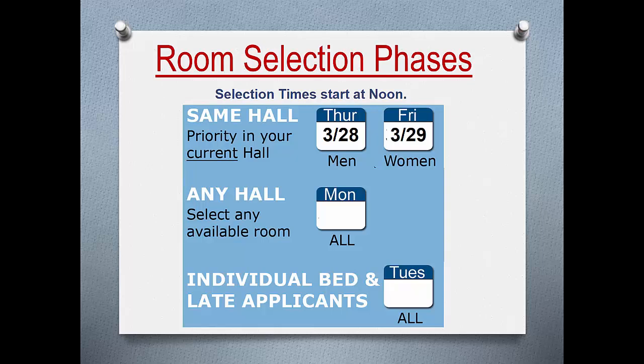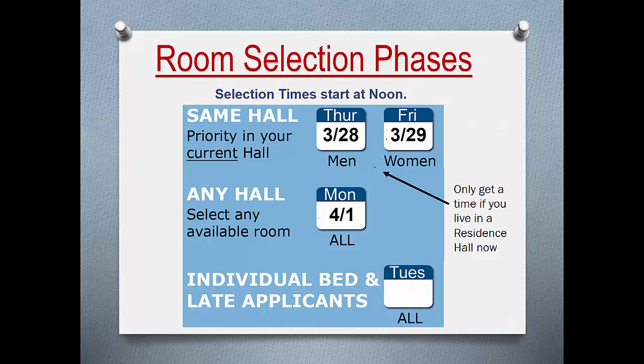Again, you'll only get a selection time if you live in one of the residence halls right now. Off-campus residents won't get a selection time, but if your roommate matched with someone who currently lives in a residence hall, your roommate can select a room for you both. Any hall selection is for students that want to live somewhere different next year.